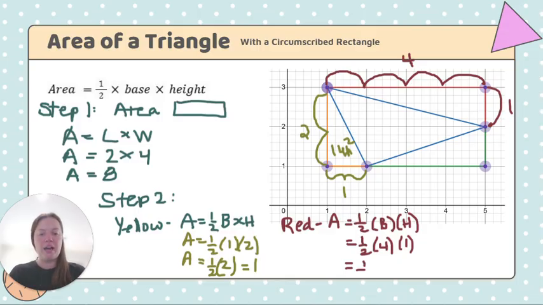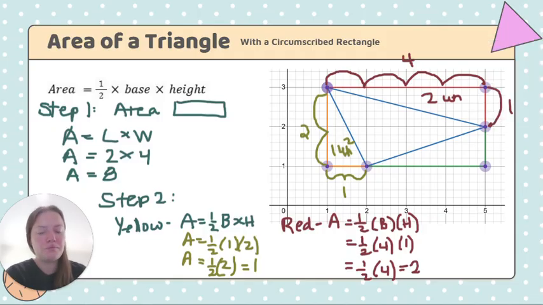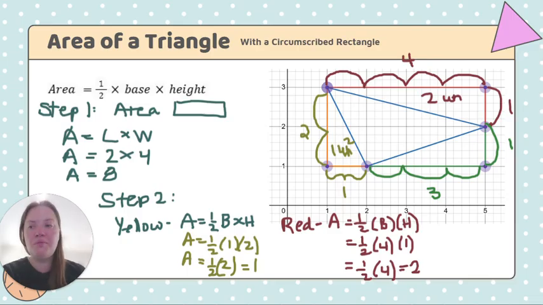We're going to multiply our 4 and our 1 together, which gets us 4. And then that means our area for this one is 1/2 of 4, which is 2. So we've got 2 units. Okay, our last one is our green triangle. Our green triangle, let's say this is our base, and this is our height. So we have 3, and we have 1.